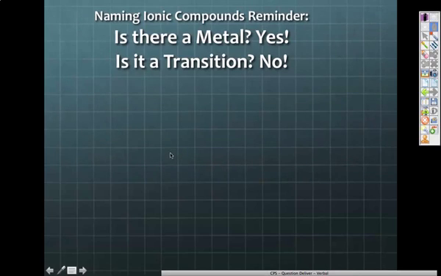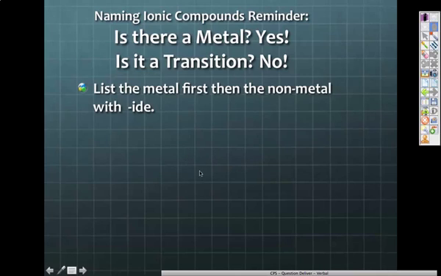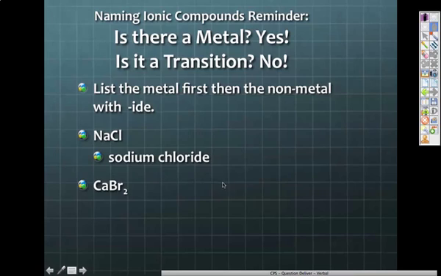Okay, so we need to remember that when we're naming, we need to ask ourselves, is there a metal? If yes, there is, we ask ourselves if there's a transition metal. If there is not, then we have our type 1 ionic bonding. We list the metal first and then the nonmetal with IDE. So NaCl is sodium chloride, CaBr2, calcium bromide.